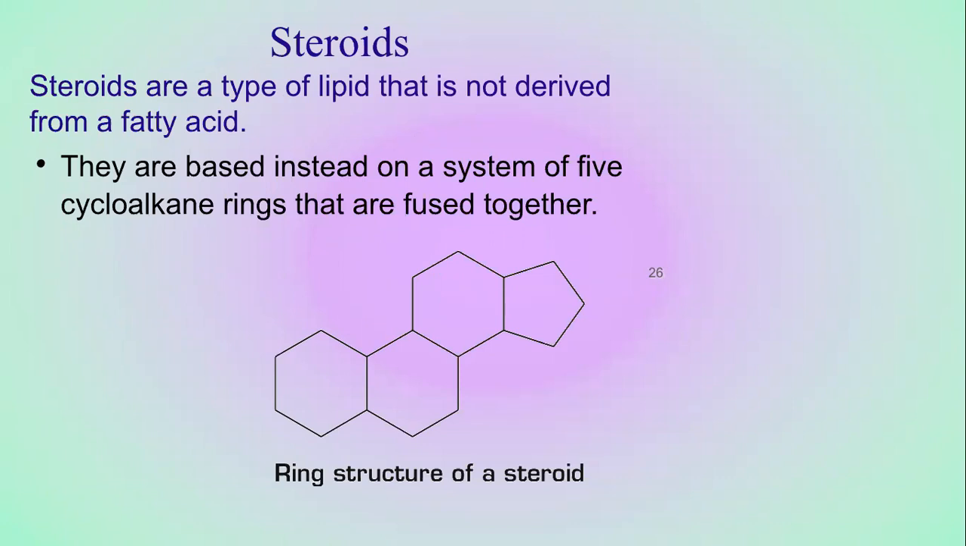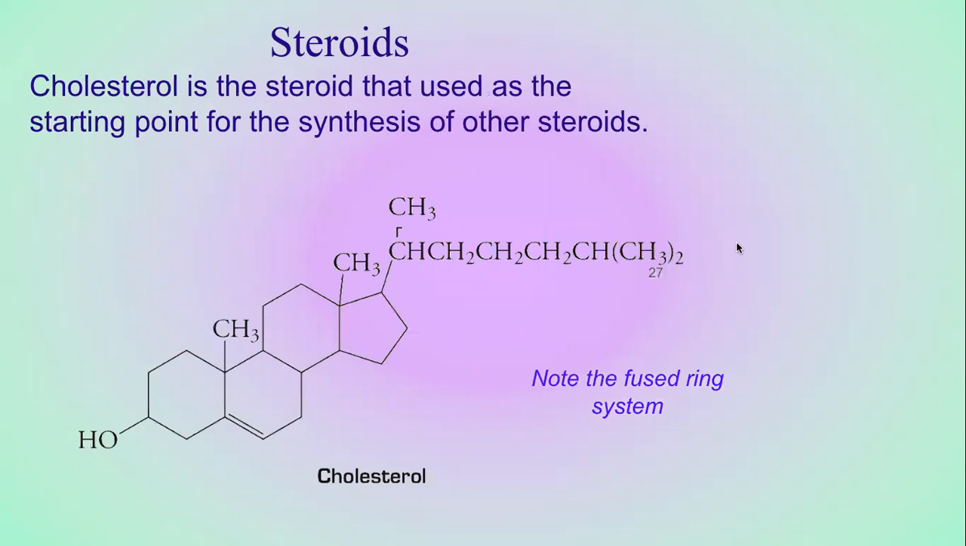So all steroids are based on a cyclohexane-type ring system, and these rings are all fused together. We're going to take a look at some of these molecules in a few slides, and you'll notice that they all have this ring structure. Instead of these molecules being derived from that very long fatty acid, our steroids are made from cholesterol.